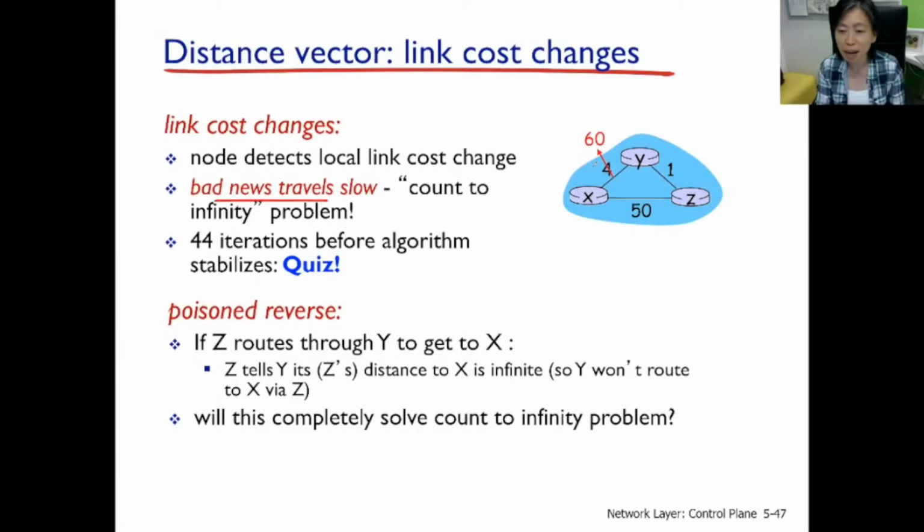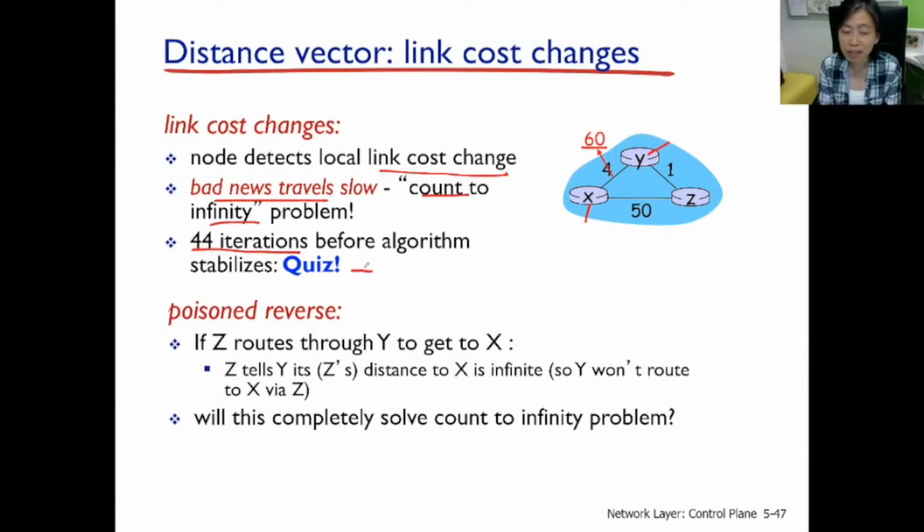So you see from the scenario, the link cost, instead of dropping to 1, now goes up to 60. Super bad news. Of course, X and Y here would detect there's a link cost change. But in this scenario, it would take us 44 cycles until the network goes back to the steady state, until they all converge to valid shortest path. Now, bad news travels slow, meaning routes converging slowly. That is also referred to as the count to infinity problem.